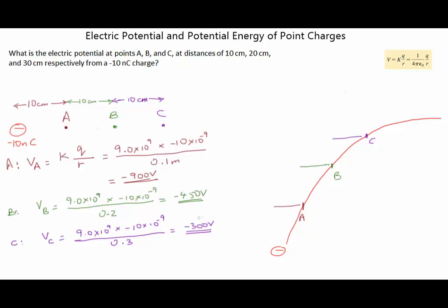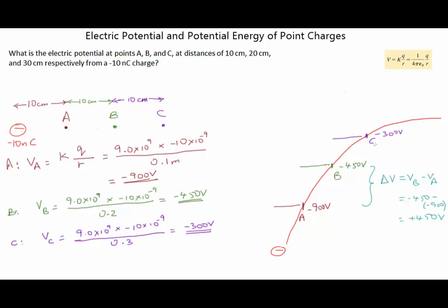The potential values were negative 900 volts over here, negative 450 volts over here, and negative 300 volts over here. So the change in potential, delta V, between point A and point B will be given as the potential at point B minus the potential at point A. It's always final minus initial. So that's minus 450 minus 900, and when we solve that, we'll get a value of plus 450 volts. So the potential to go from A to B increases by 450 volts.